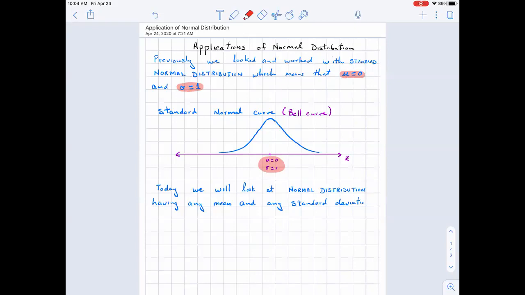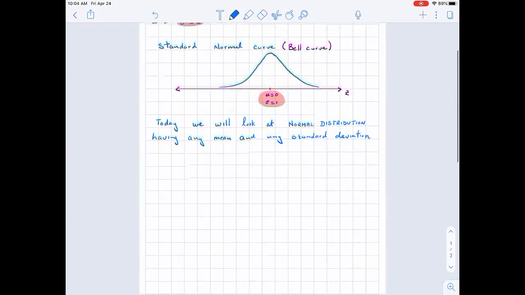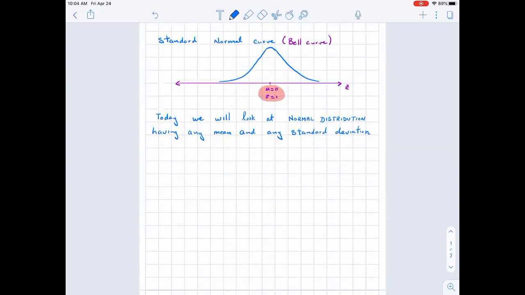Today we will look at normal distribution having any mean and any standard deviation. So any mean and any standard deviation we'll be looking at. The graphs basically will look the same, just that in the middle you wouldn't have mu is 0 and sigma is equal to 1.